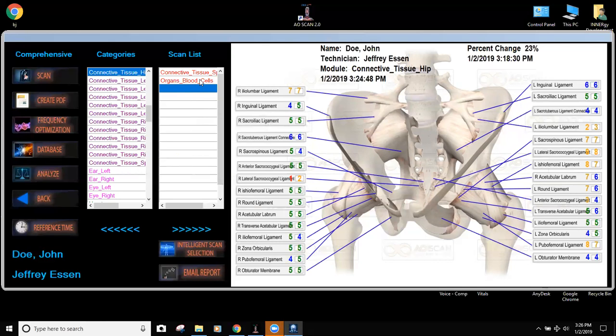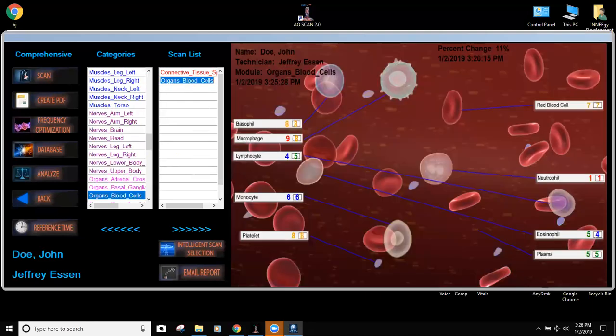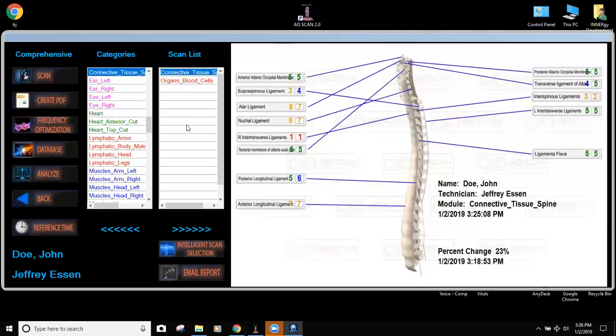Now, this is where I'm going to stop this video because we're next going to go into the analyze portion. The analyze is what we do next to say, well, what do we do about the connective tissue of the spine? And what do we do about the blood cells here? This is going to be a little bit of an exploration in how we solve this problem. But for now, we're going to realize that we've gotten through the basics of the scan and frequency optimization.